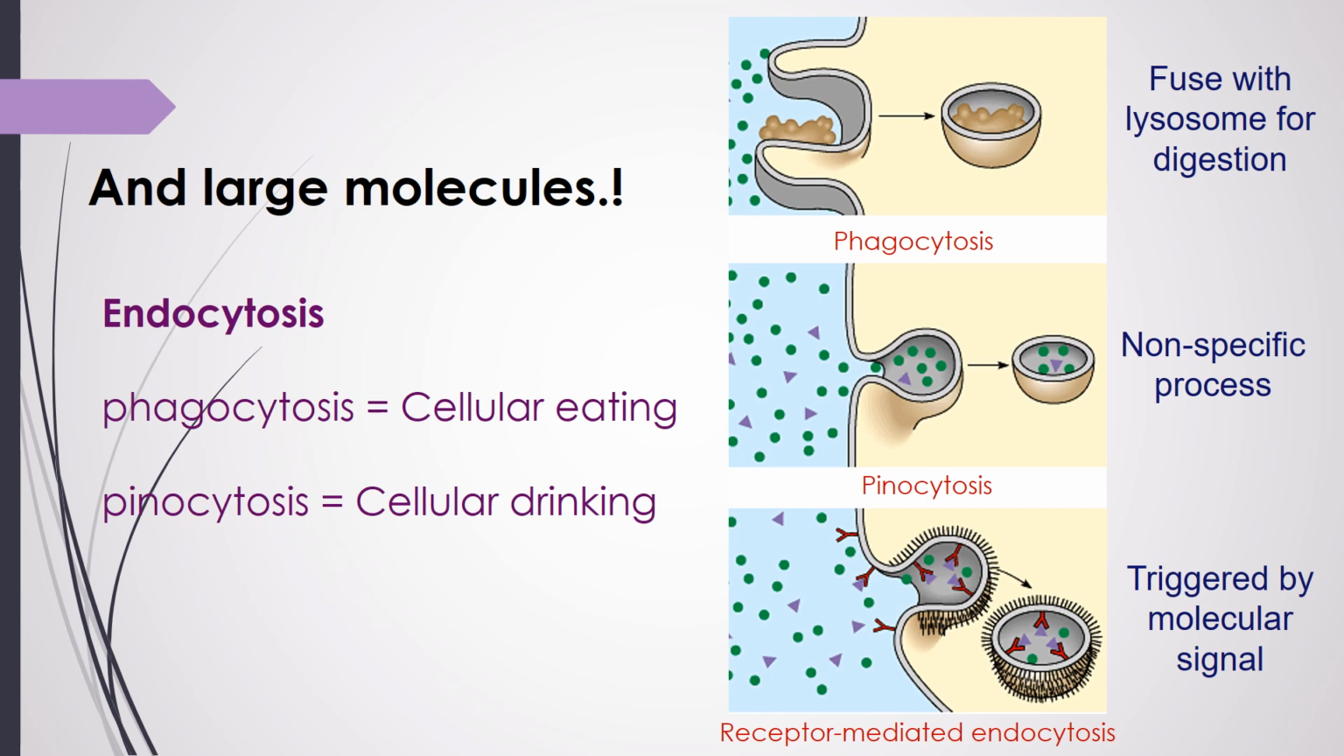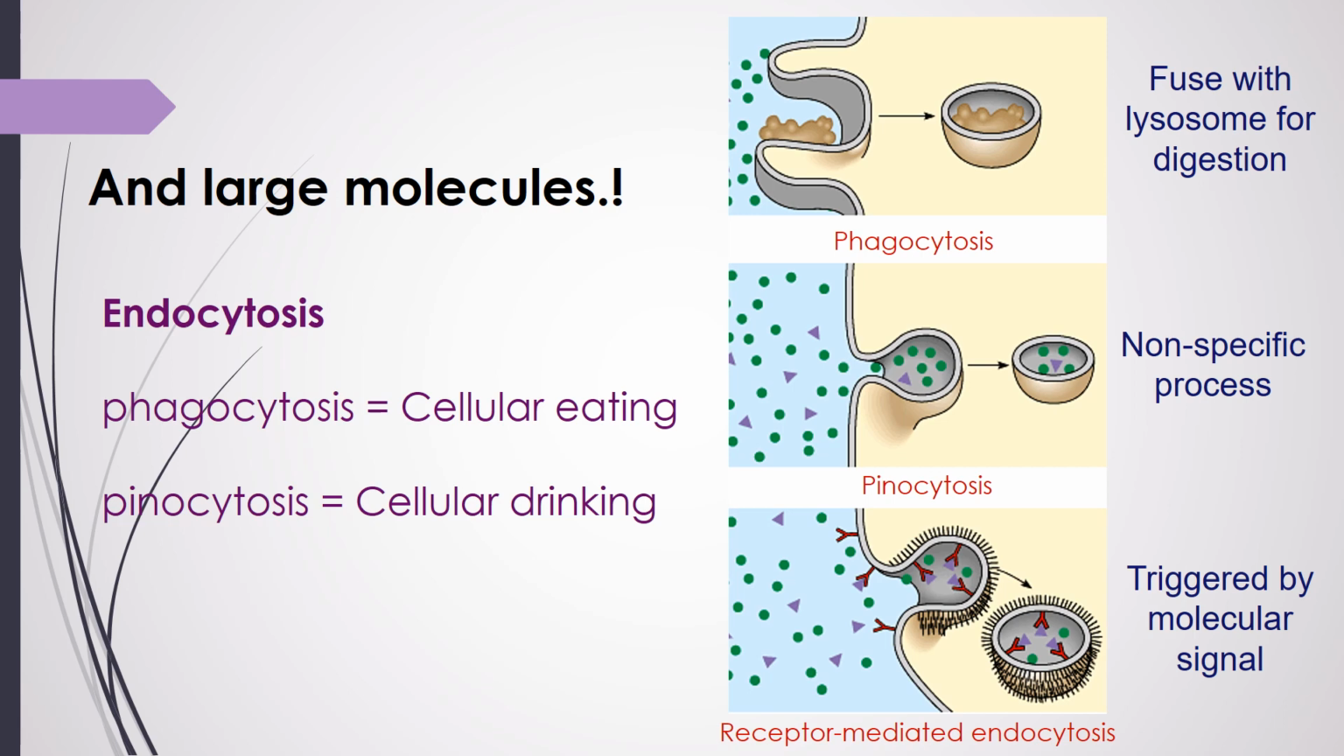Up to here we have discussed small molecules. What about large molecules, how are they transferred from exterior to interior or interior to exterior? This is actually not studied in the transport system. These are actually endocytosis, to go inside the cell. There are two forms: phagocytosis and pinocytosis.